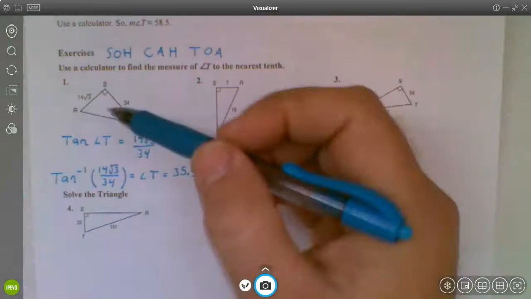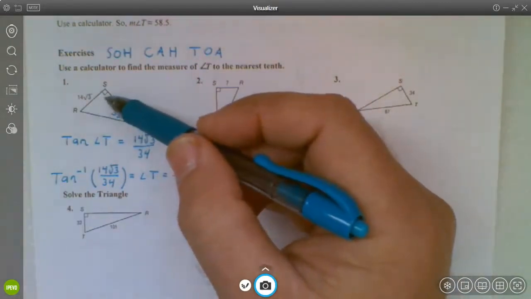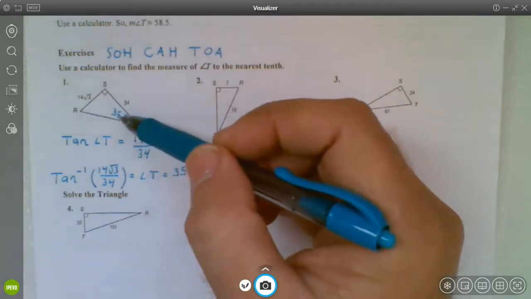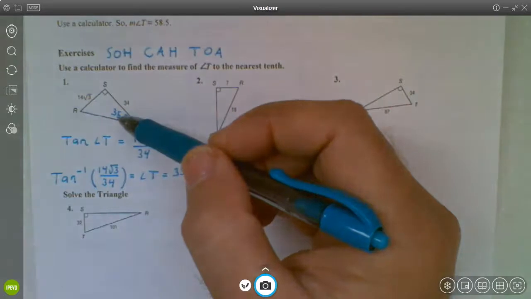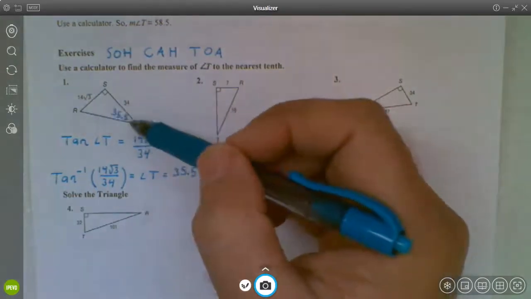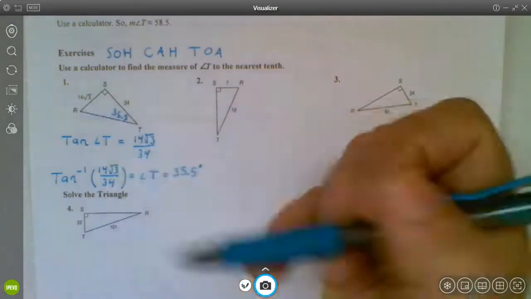Well, what do we know about these guys? Remember, these always add to 180. And something we've talked about earlier this chapter, if this is 90, what do we know about these 2 smaller angles? They also add to 90. So all you ever have to do to find the third angle is subtract this guy from 90, and that would tell you what angle R is.